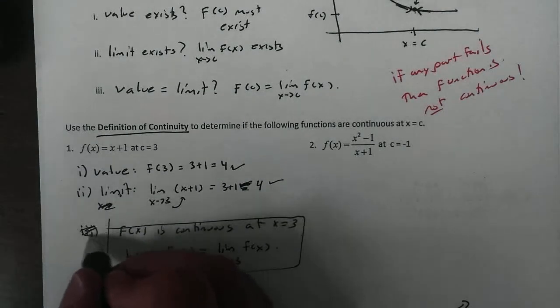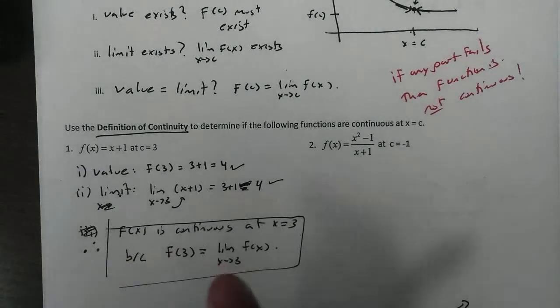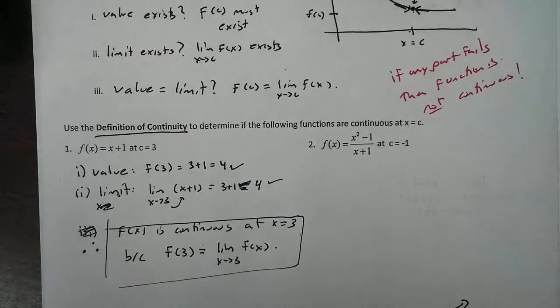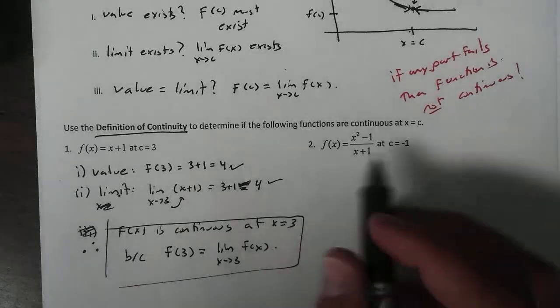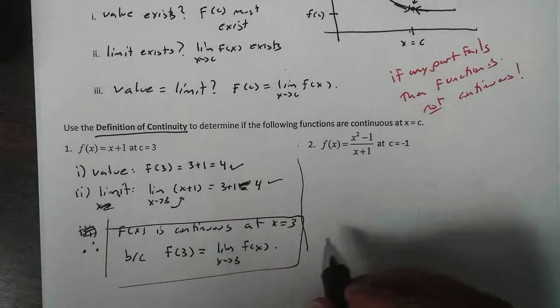And you don't need to put down part 3 there. You can just say therefore, because we're saying that the values are equal to each other. That's a little bit nicer way to put it. All right, so let's take a look at question 2.